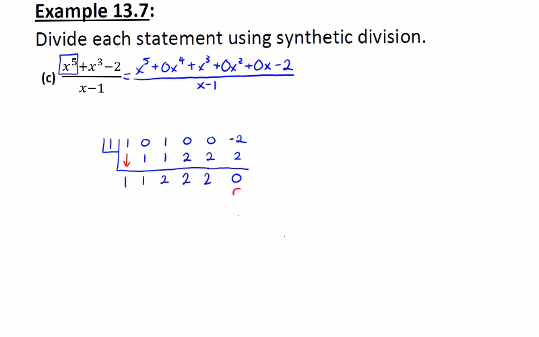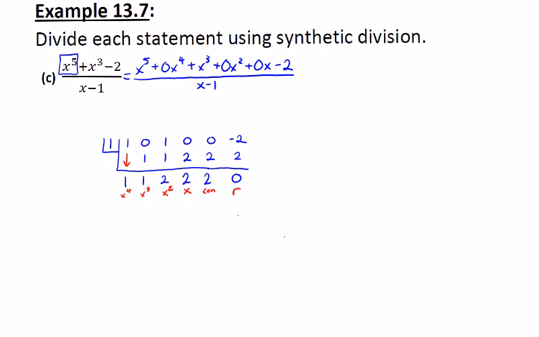Remainder, constant, x coefficient, x squared coefficient, x cubed coefficient, and the x to the 4 coefficient. So the higher the degree your dividend, the larger the degree of your quotient ends up becoming.